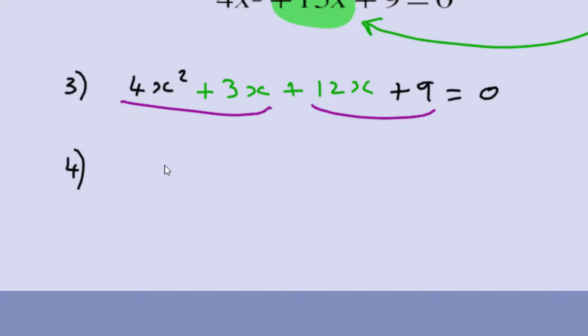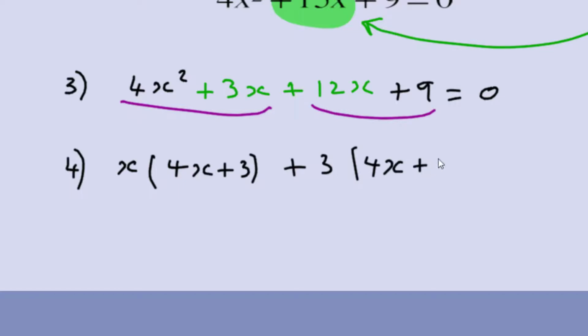Now the first two terms can be factorized by taking x as a common factor, times 4x plus 3. Now the first two terms are factorized. Let's factorize the second two. I'm keeping the positive sign, plus 9 and 12. The highest common factor is 3. So the second two terms would factorize as 3 times 4x plus 3 equals 0.